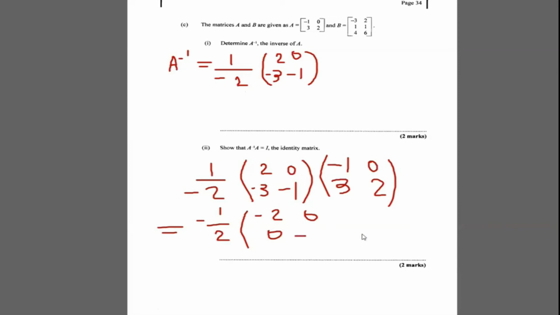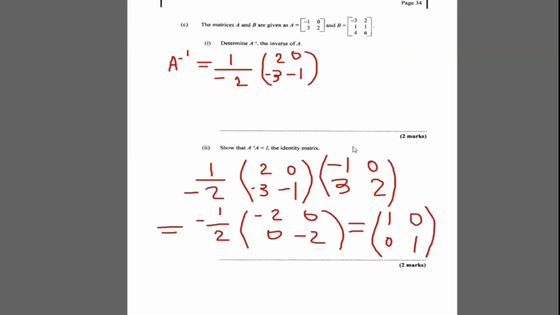Then we multiply the negative a half times negative 2, 0, 0, negative 2. Negative half times negative 2 is 1. Negative half times 0 is 0. Negative half times 0 is 0. Negative half times negative 2 is 1. It's like your 1, 0, 0, 1. And that's good. Nice. Then they ask us to find the value of A squared.